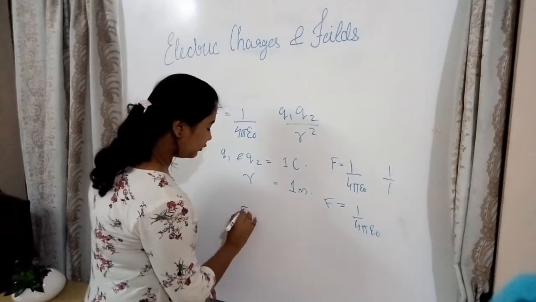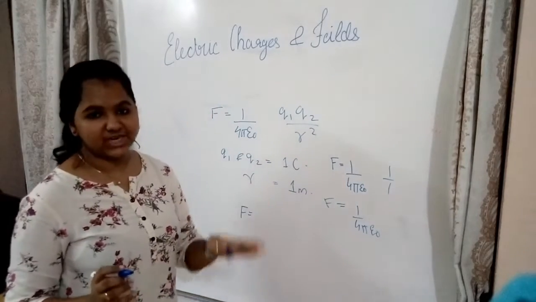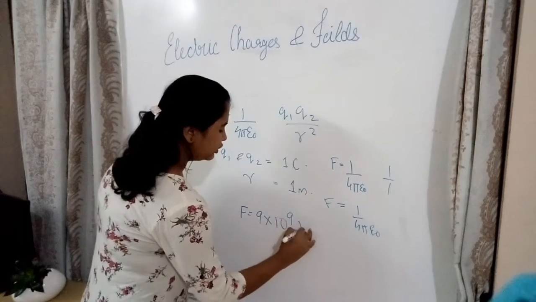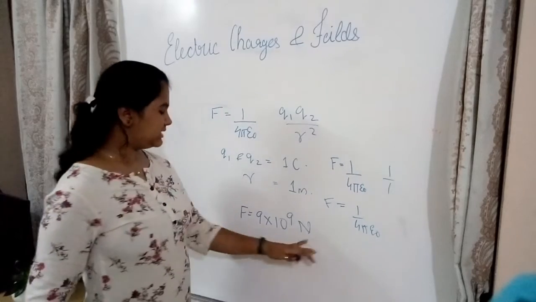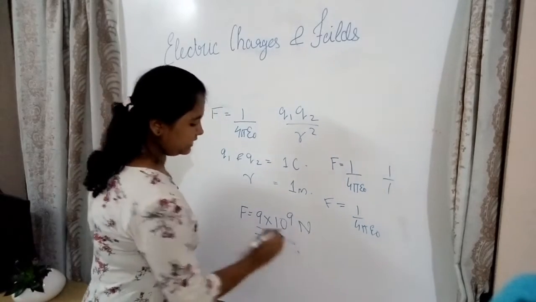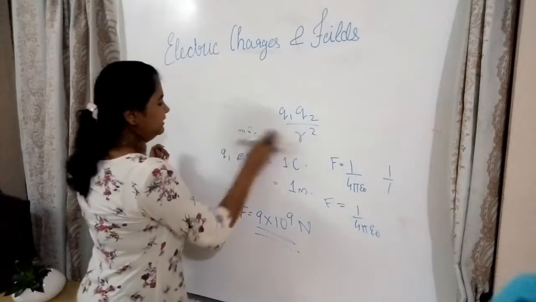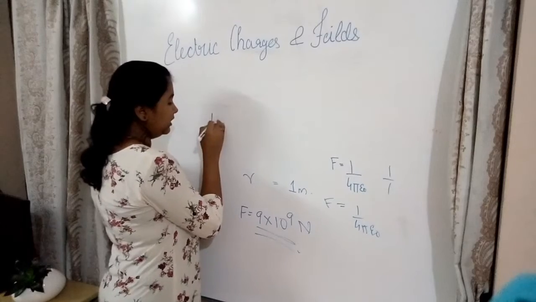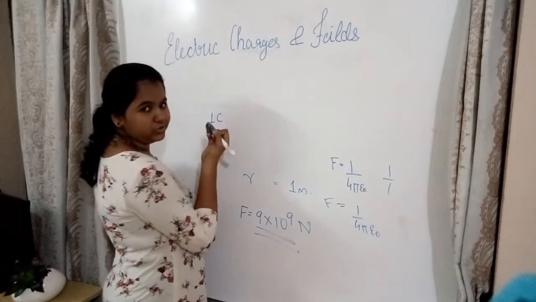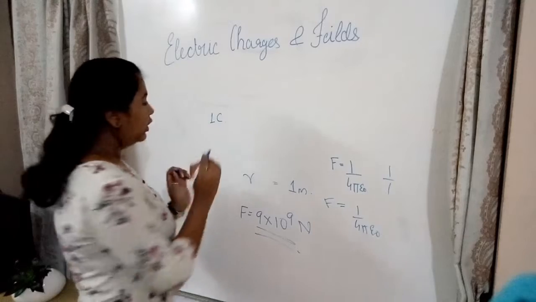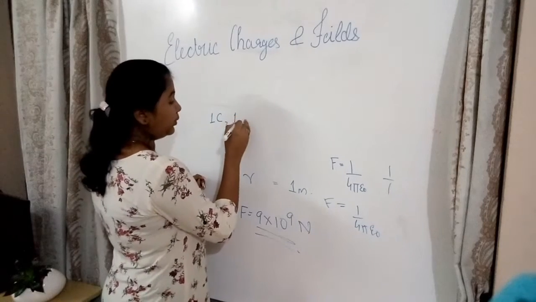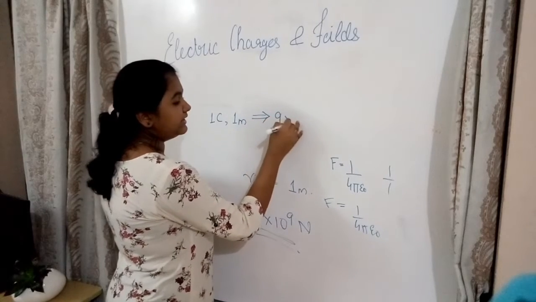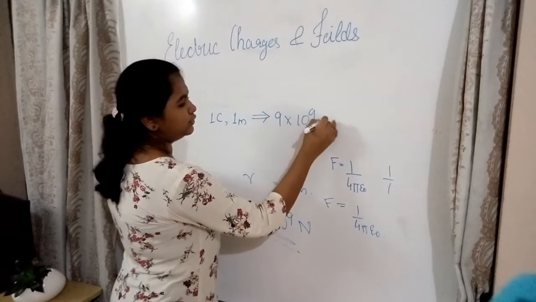We learned what is 1 by 4 pi epsilon 0 just before. That is 9 into 10 raised to 9. So F is equal to 9 into 10 raised to 9 newtons. The unit of force is Newton. So this is the answer. So now we'll write, 1 coulomb charges with 1 meter distance apart will experience a force of 9 into 10 raised to 9 newtons.